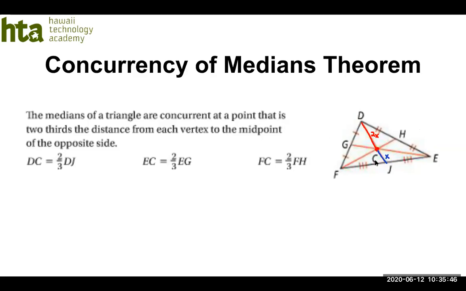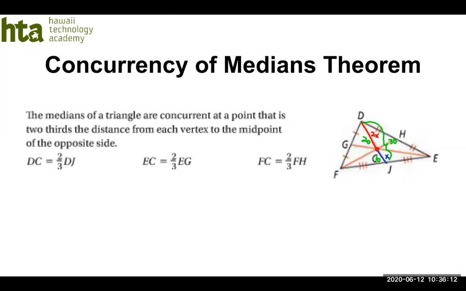Let's say the distance from J to C was 10. Since J to C is 10, that means from C to D is double that distance, so this would have to be 20, and that makes the entire distance from J to D 30, okay? So from the midpoint to the point of concurrency is half the distance of the rest of that median, okay?